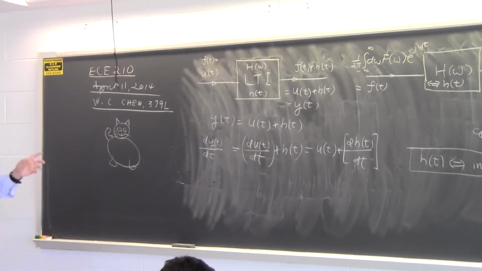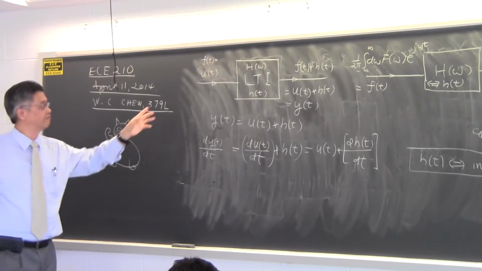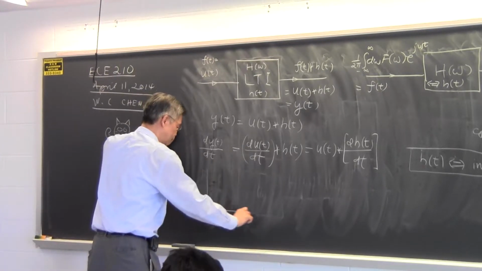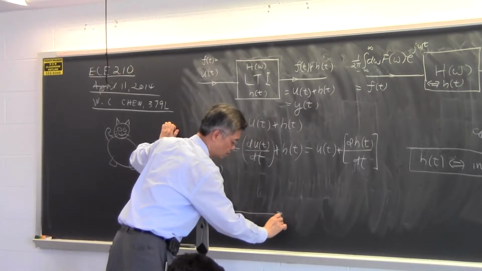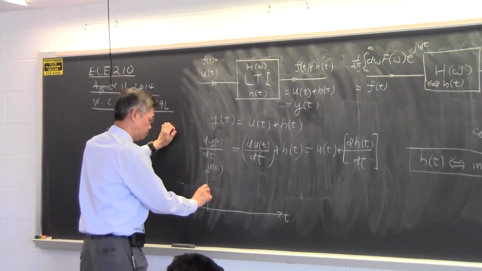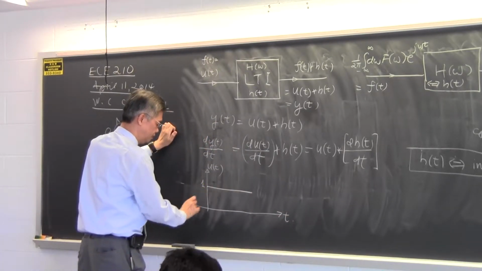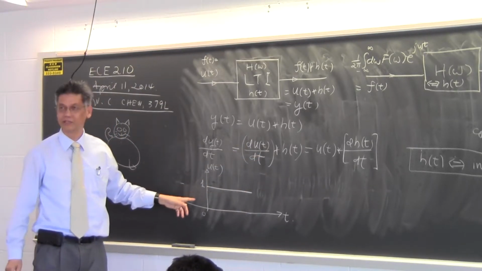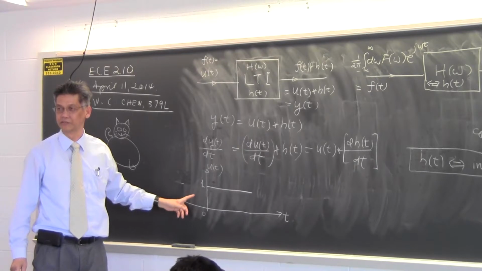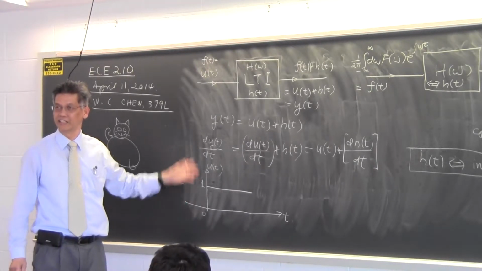But what is the differentiation of a unit step function? A unit step function looks something like this. It is 0 here, goes to 1, and then it goes on forever. What do you get when you differentiate this function? You get a delta function.